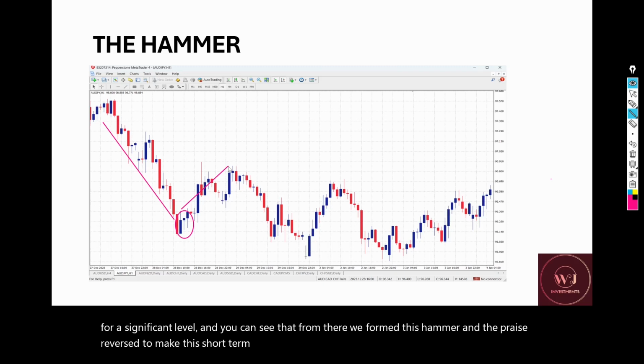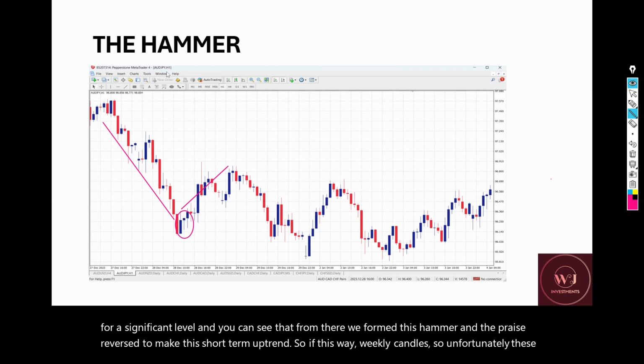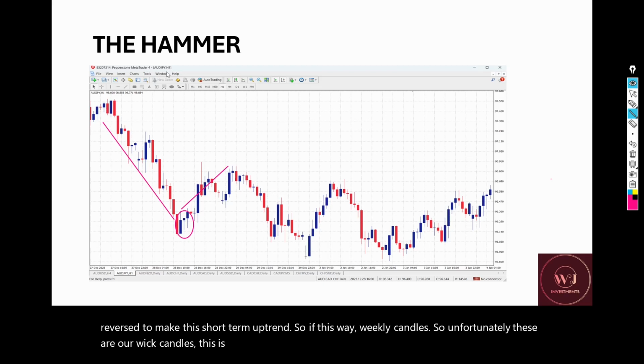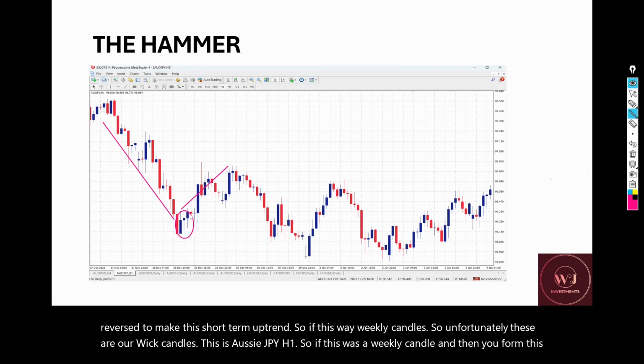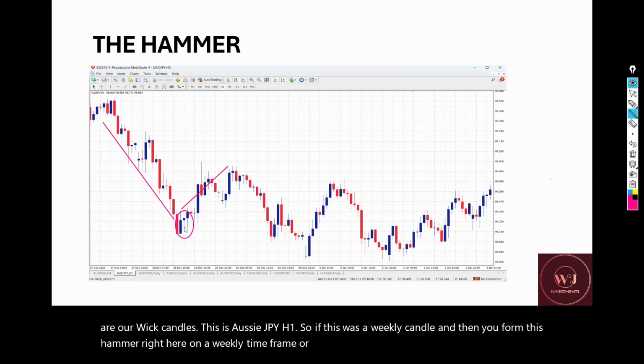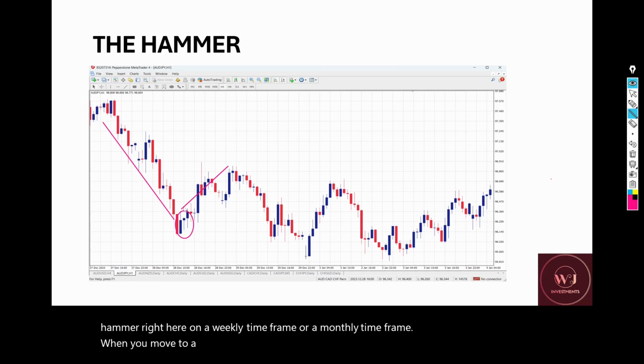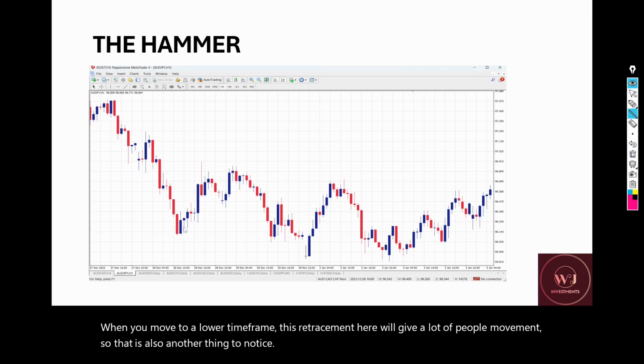So if this were weekly candles, so unfortunately these are hourly candles. This is OZJPY H1. So if this was a weekly candle, and then you form this hammer right here on a weekly time frame or a monthly time frame, when you move to a lower time frame, this retracement here will give a lot of pip movement. So that is also another thing to notice. So where is our entry point?